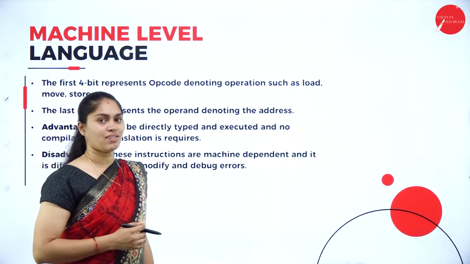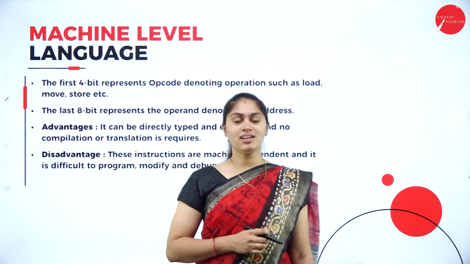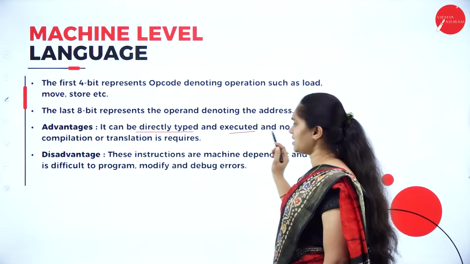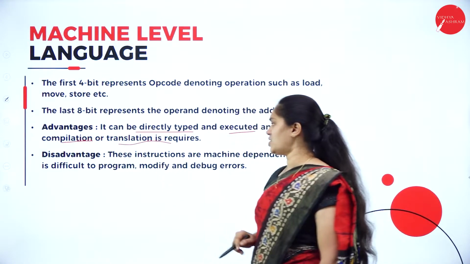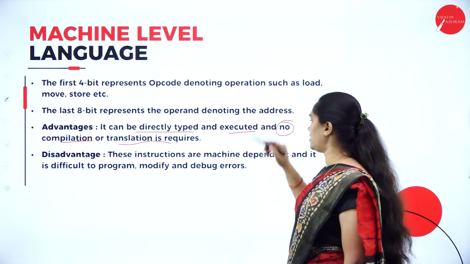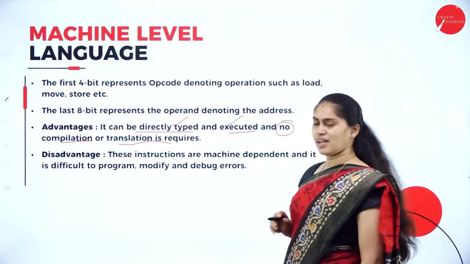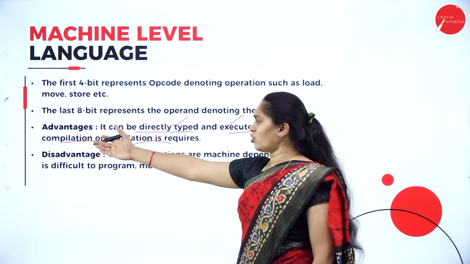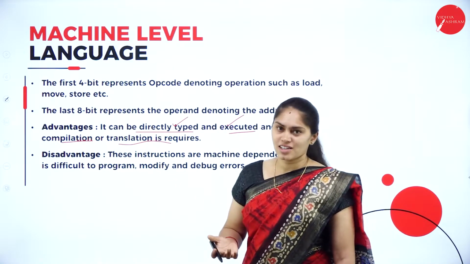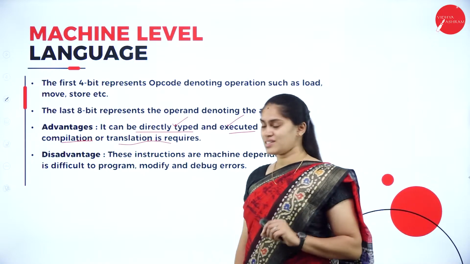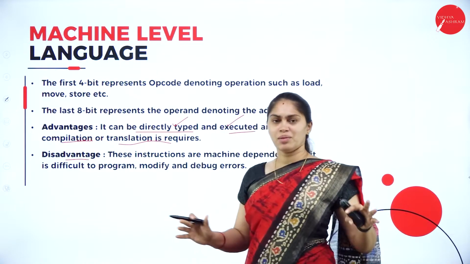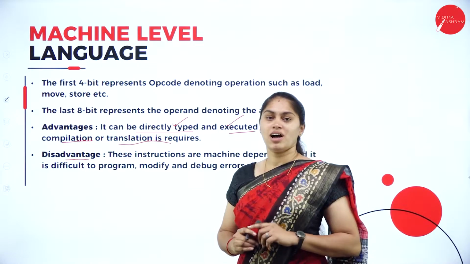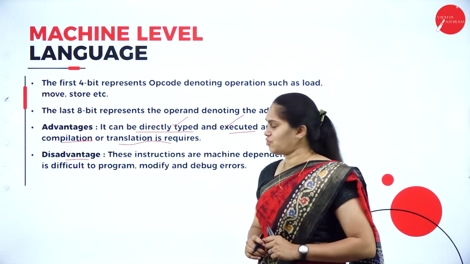Then what are the advantages and disadvantages of MLL, or machine level language? Mainly, it can be directly typed and executed, and compilation or translation is not required here. So you can directly type and execute. If it is directly understood by the computer, no compilation is required and even translation is not required. But what is the disadvantage? What if every program consists of only zeros and ones? Could you remember it? It is difficult and confusing too.